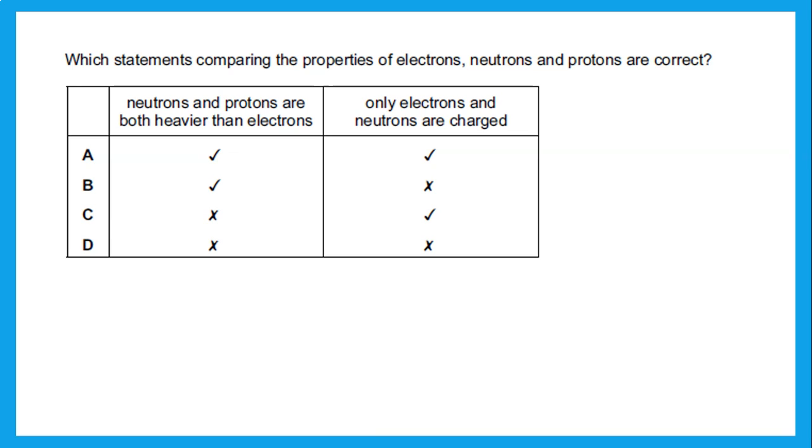Now, only electrons and neutrons are charged. Which of these are charged? We said electrons are charged. They have a negative charge. But the neutrons, we said, are neutral. They are 0 charge. So they are not charged. So my answer is the second one, which is B.